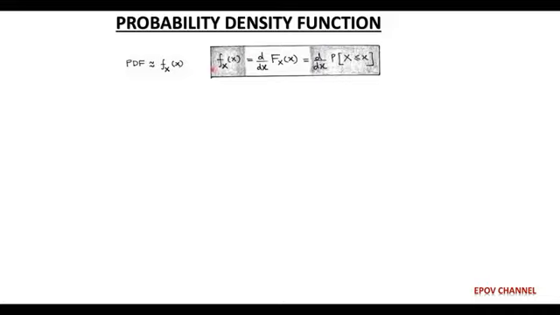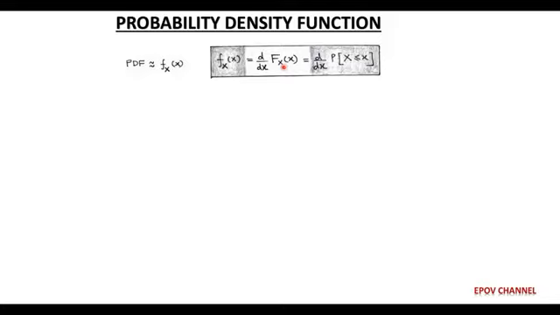Next probability function is probability density function or PDF. Probability density function for random variable capital X is denoted by small f, and it is a function of real value x. This PDF can be expressed in terms of cumulative distribution function or CDF, denoted by capital F function of small x. So PDF is expressed as the derivative of the cumulative distribution function with respect to small x, or small f function x equals d upon dx of capital F function x.